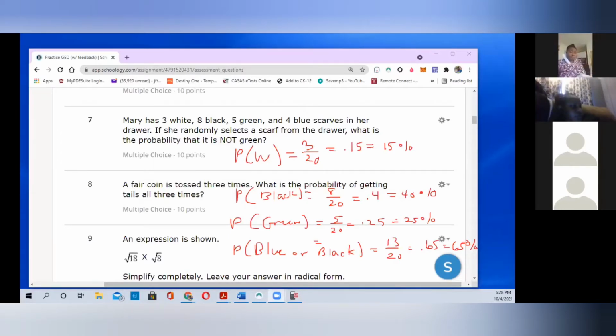For your blue and black, what you're doing, you're just adding them up. You're adding the black, you're adding the blue. So 8 plus 4 is, oh, I'm sorry, I made a mistake, not 13. Everybody, 8 plus 4 is black and blue, 12. So that's 60% or 0.60. See? Good. Now, that's simple probability.